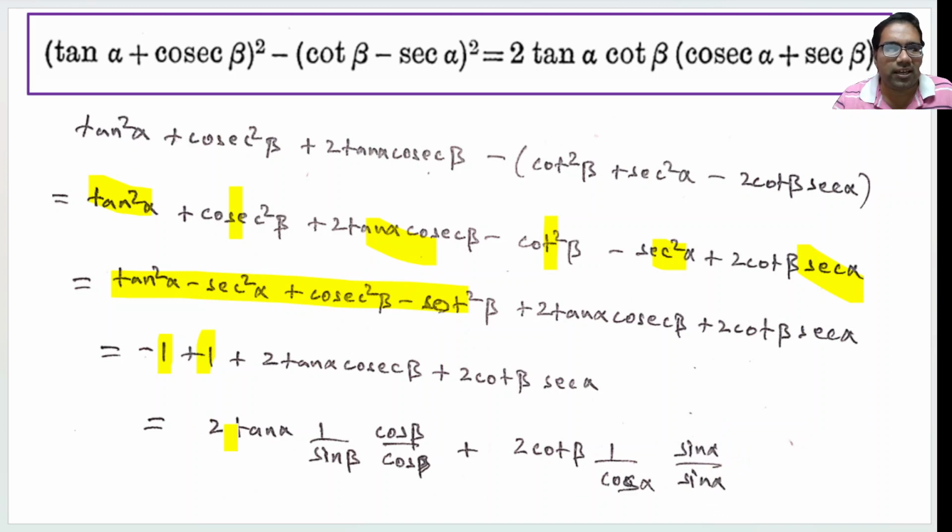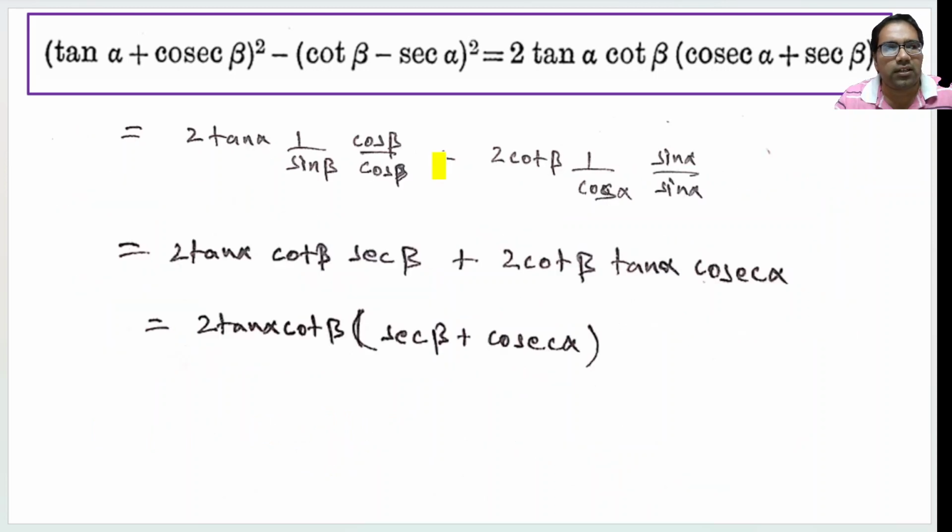So this part becomes tan alpha into cos by sin, which is cot beta, and 1 by cos beta is secant beta. Plus this sin by cos becomes 2 tan alpha cot beta, sin alpha by cos alpha, which is tan alpha, and 1 by sin alpha becomes cosecant alpha. Now we have cot beta and tan alpha in both places, which is what we wanted. That's why we multiplied with these two things. Let's take this common: 2 tan alpha cot beta into secant beta plus cosecant alpha, which is what we wanted.